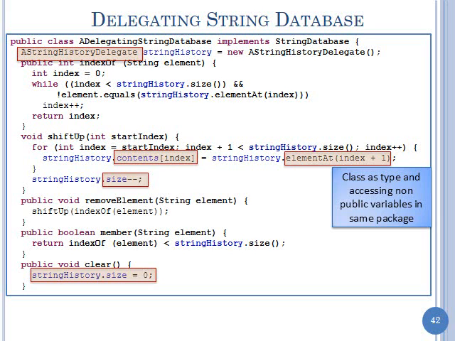So classes type and accessing non-public variables in the same package. That's what we use. Okay, so properties. If I make it properties, then I'm exposing this stuff, right? So I could have had a get size and set size, which we don't want because we don't want other classes to do that. We want only this class to do it.